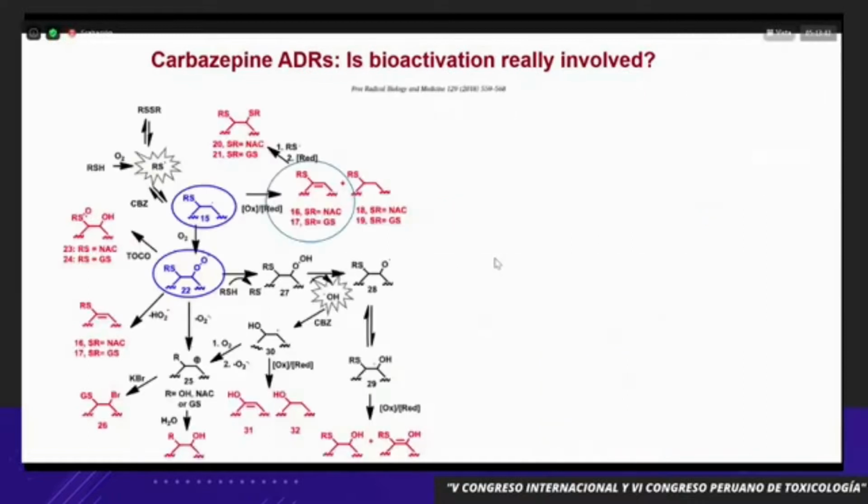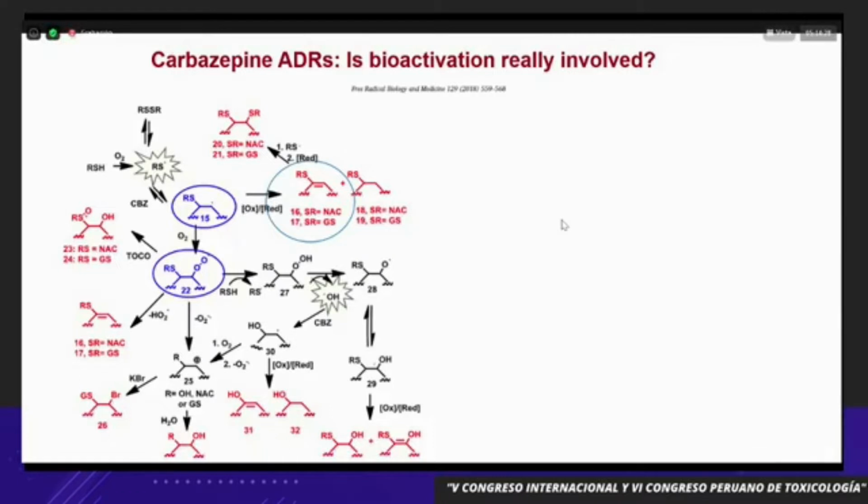So we decided to investigate these mechanisms further, these mechanisms of reaction between carbamazepine and sulfur-based nucleophiles. So, as I said before, we are organic chemists, so we performed an extensive mechanistic study that allowed us to realize that this reaction proceeds via the formation of a radical that then allows the formation of all these products that were characterized by high-resolution mass spectrometry.